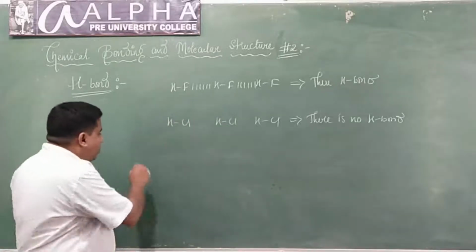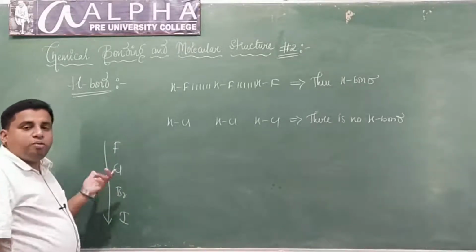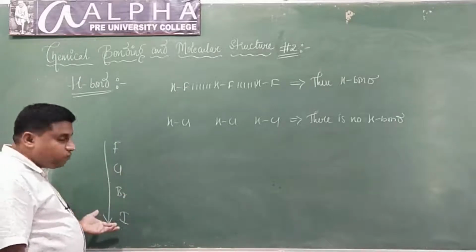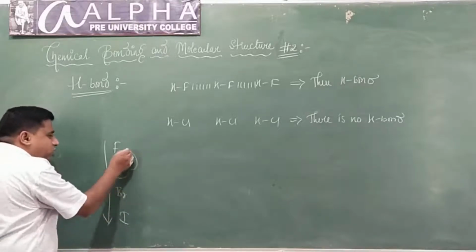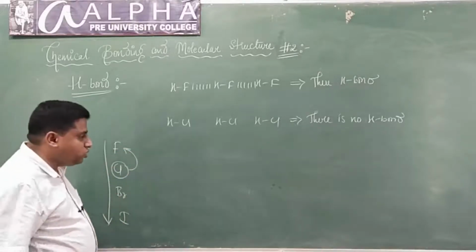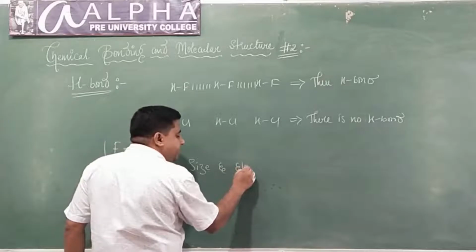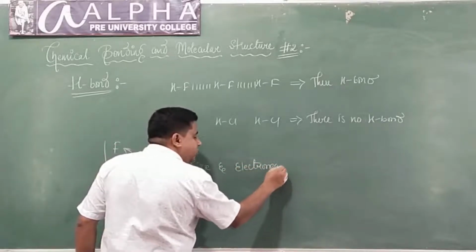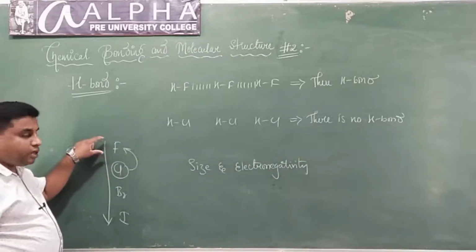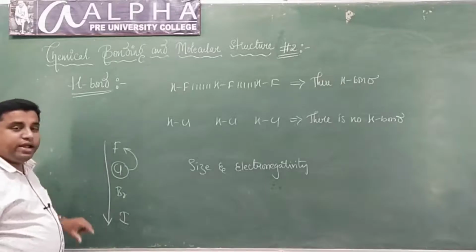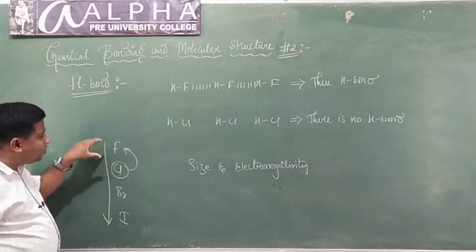We know as we go down the group, fluorine, chlorine, bromine, iodine, atomic size increases, isn't it? That means chlorine is bigger than fluorine. Just now we understood hydrogen bond depends upon size and electronegativity. Chlorine is bigger than fluorine and also chlorine is less electronegative than fluorine.